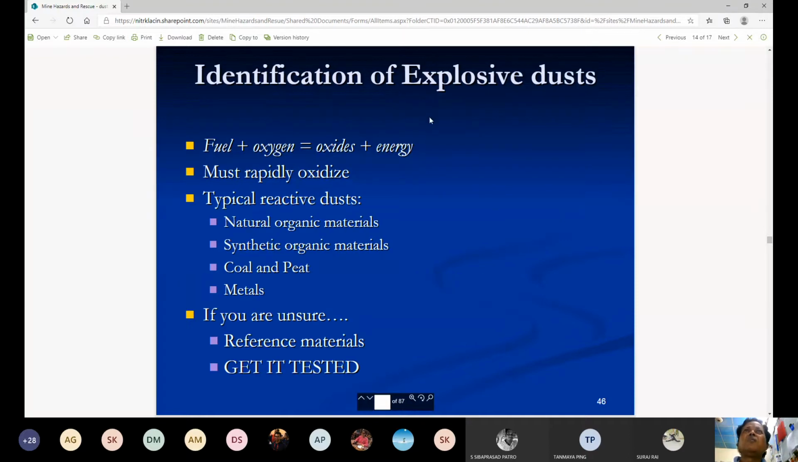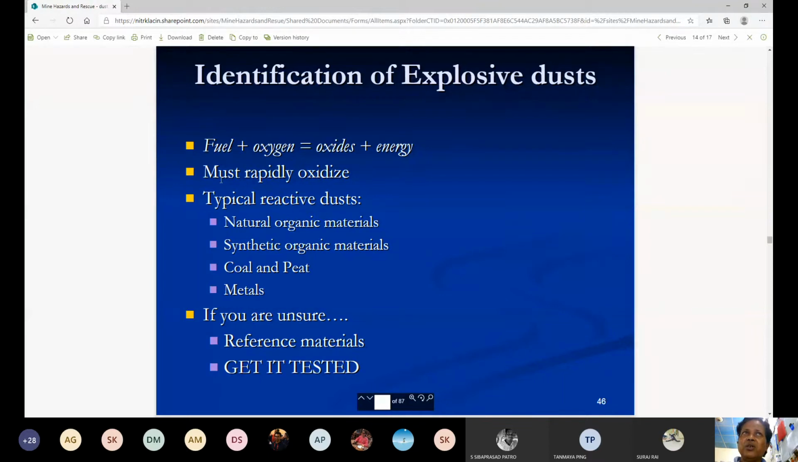So, how to identify the explosive dust? The coal dust is very explosive in nature. So, how to identify whether the coal dust is explosive in nature or not? You know that this is a reaction which takes place with coal dust, fuel. When it comes in contact with oxygen, oxides are formed and heat energy is released. This is the reaction between coal dust and oxygen.